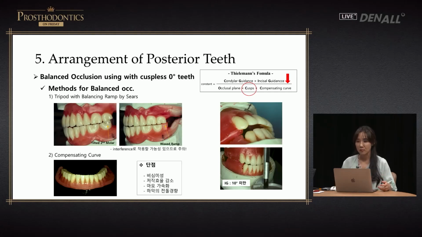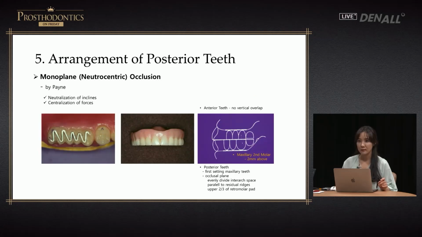What method can we use? Compensating curve for balanced occlusion. Compensating curve can be used, or as you will see later, a tilted second molar or ramp can be used. If ramps are used, you need to check the interference from anterior or lateral movements. It can be used when anterior incline angle is 10 degrees or less.